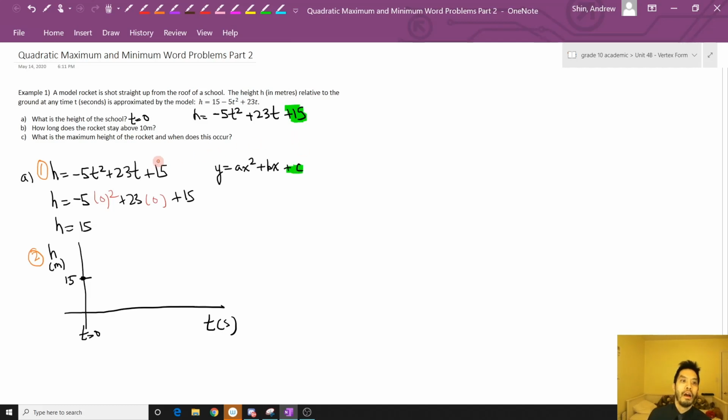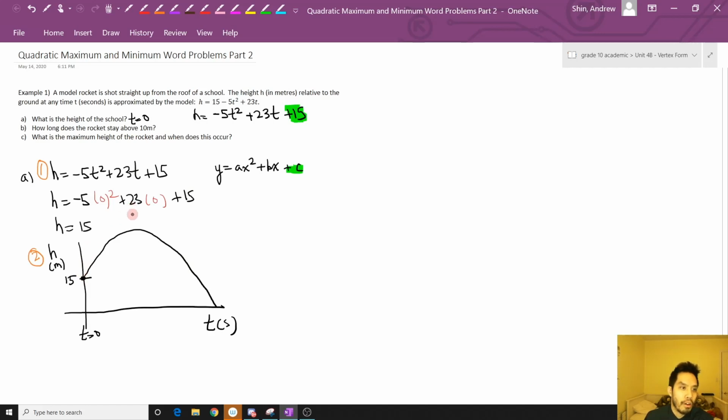Okay. Part B. How long does the rocket stay above 10 meters? So I'm going to continue drawing this. So this is my rocket. We know that this is a parabola with a opening down because of that a value that's negative. So it's opening down and it's going to go up. We know this from the context of the situation. This is how a rocket is shot up in the air, as we said at the very beginning of the unit, that quadratics measure gravity. So we can just assume that's going to be a parabola.